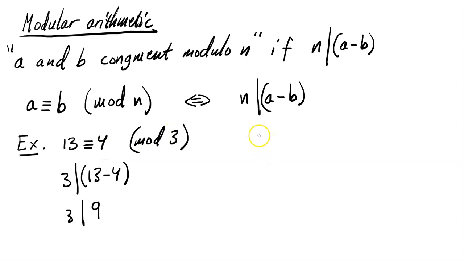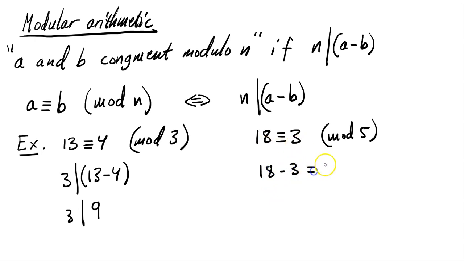Or you take another example. 18 is congruent to 3 modulo 5. Why so? Because 18 minus 3 is equal to 15, and 5 divides 15.